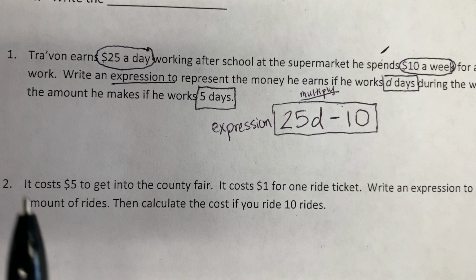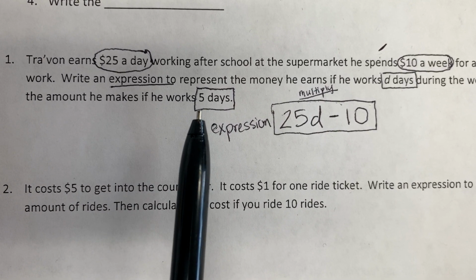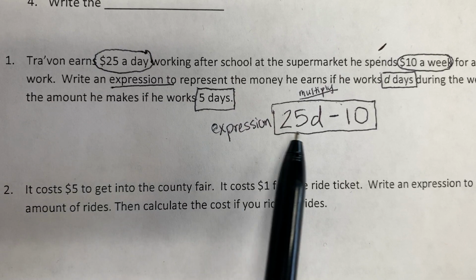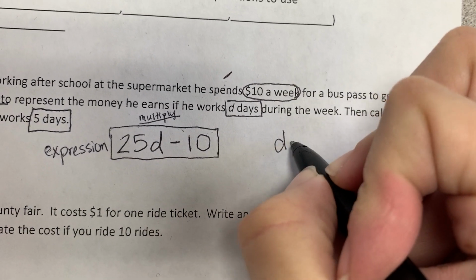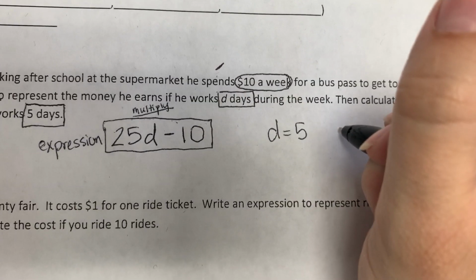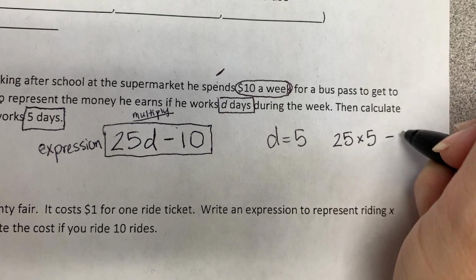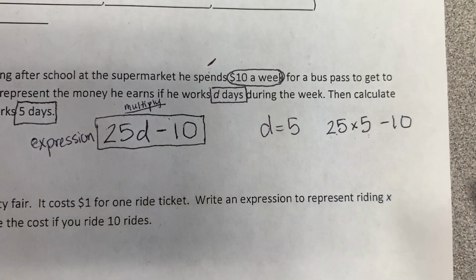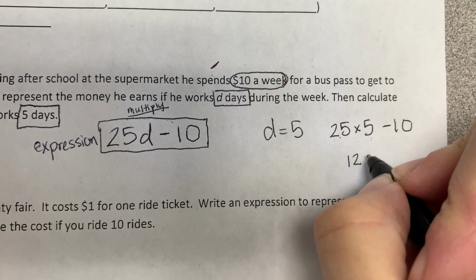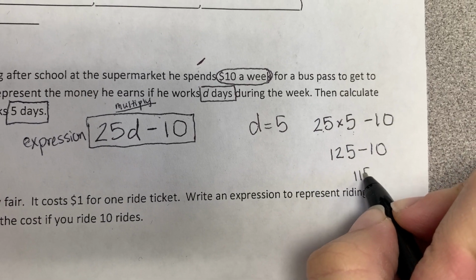Okay, now the second part of the question said that they want to know if he works 5 days. So all I'm going to do is I'm going to put 5 in for D. I'm going to show that over here. So I'm going to do D equals 5. So I'm going to do 25 times 5 and then minus 10. Order of operations tells me that I have to do this first, 25 times 5, which is 125, minus 10, which equals $115.